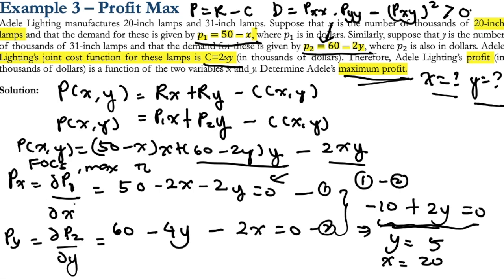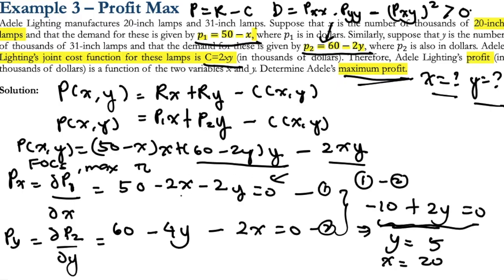We have found Px. Now we need to find Pxx. From here, this is our Px. That means we differentiate again profit function with respect to X. Second time, what do we get? Minus 2, isn't it? So delta P1 delta X second time, we're gonna get minus 2, isn't it?